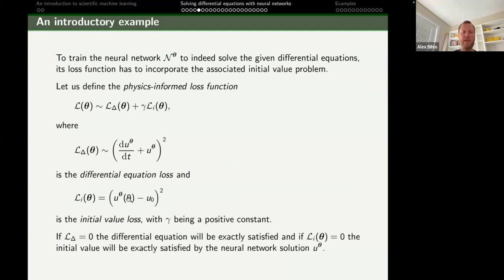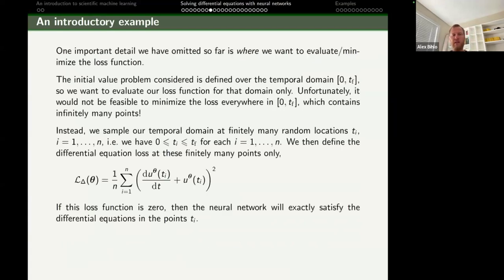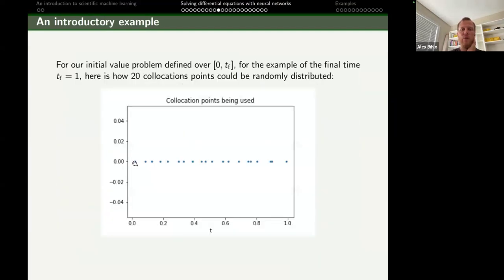So you want to say that at time 0, as you plug into your neural network, you get the value which is given. But for training the neural network to satisfy the differential equation itself, what you do is you sample these collocation points. Just to give you an example, this is how it looks. This would be 20 points, and say we want to solve our ODE between 0 and 1, with 1 being our final time.